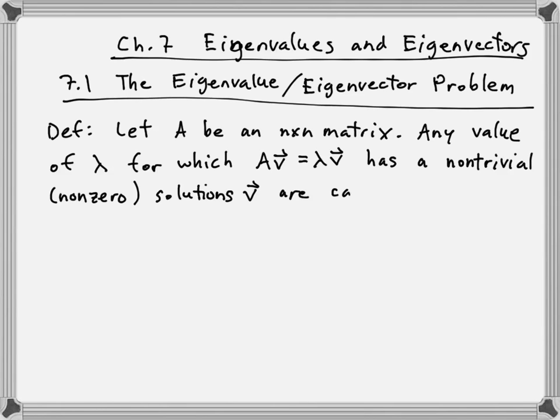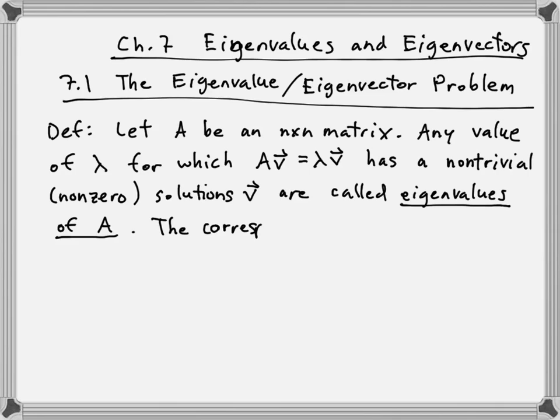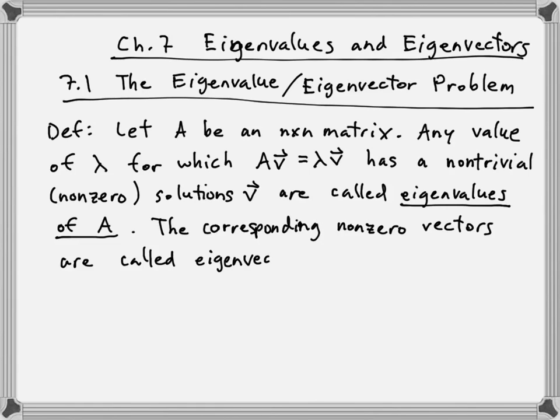Solutions lambda are called eigenvalues of A. The corresponding non-zero vectors V are called eigenvectors of A.